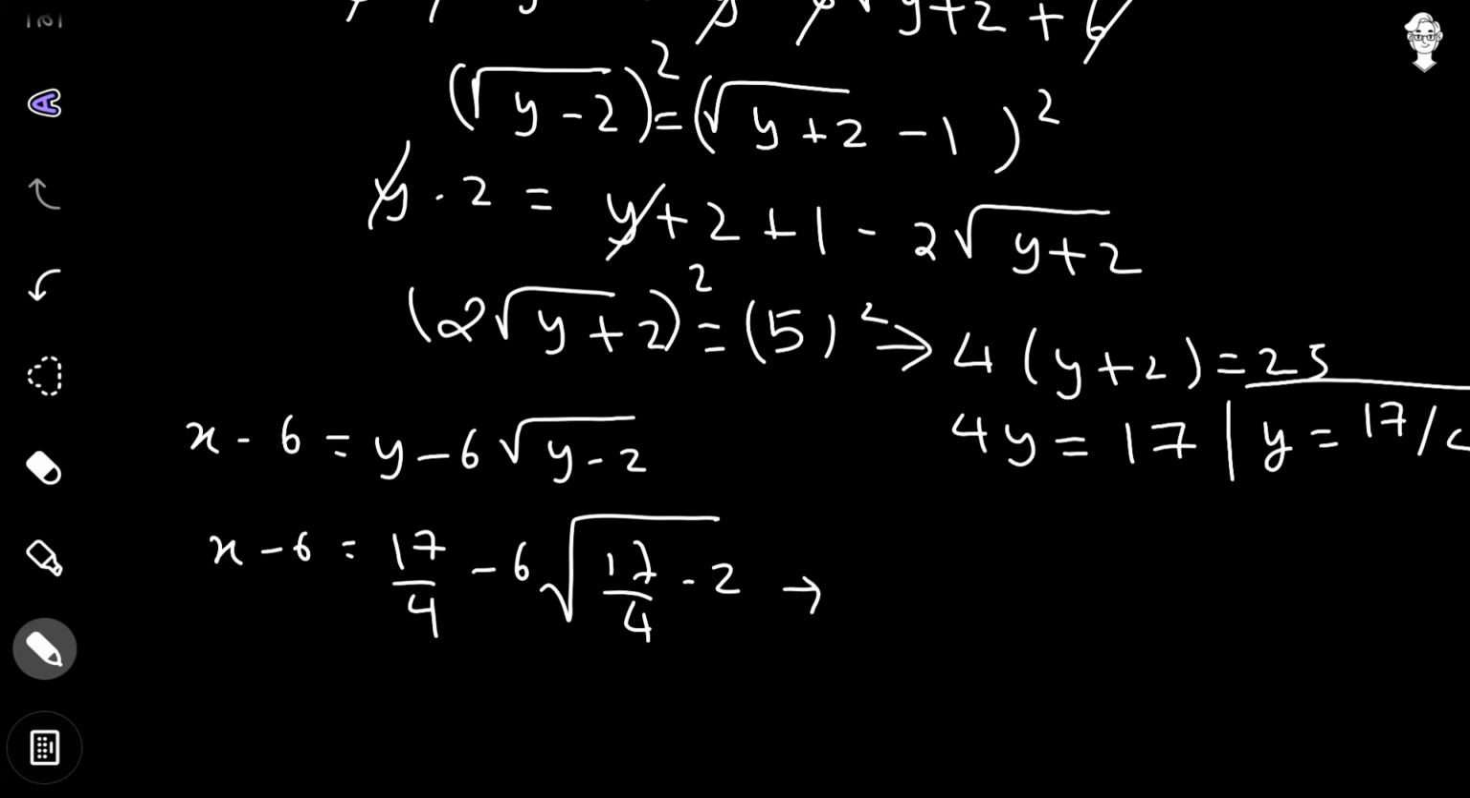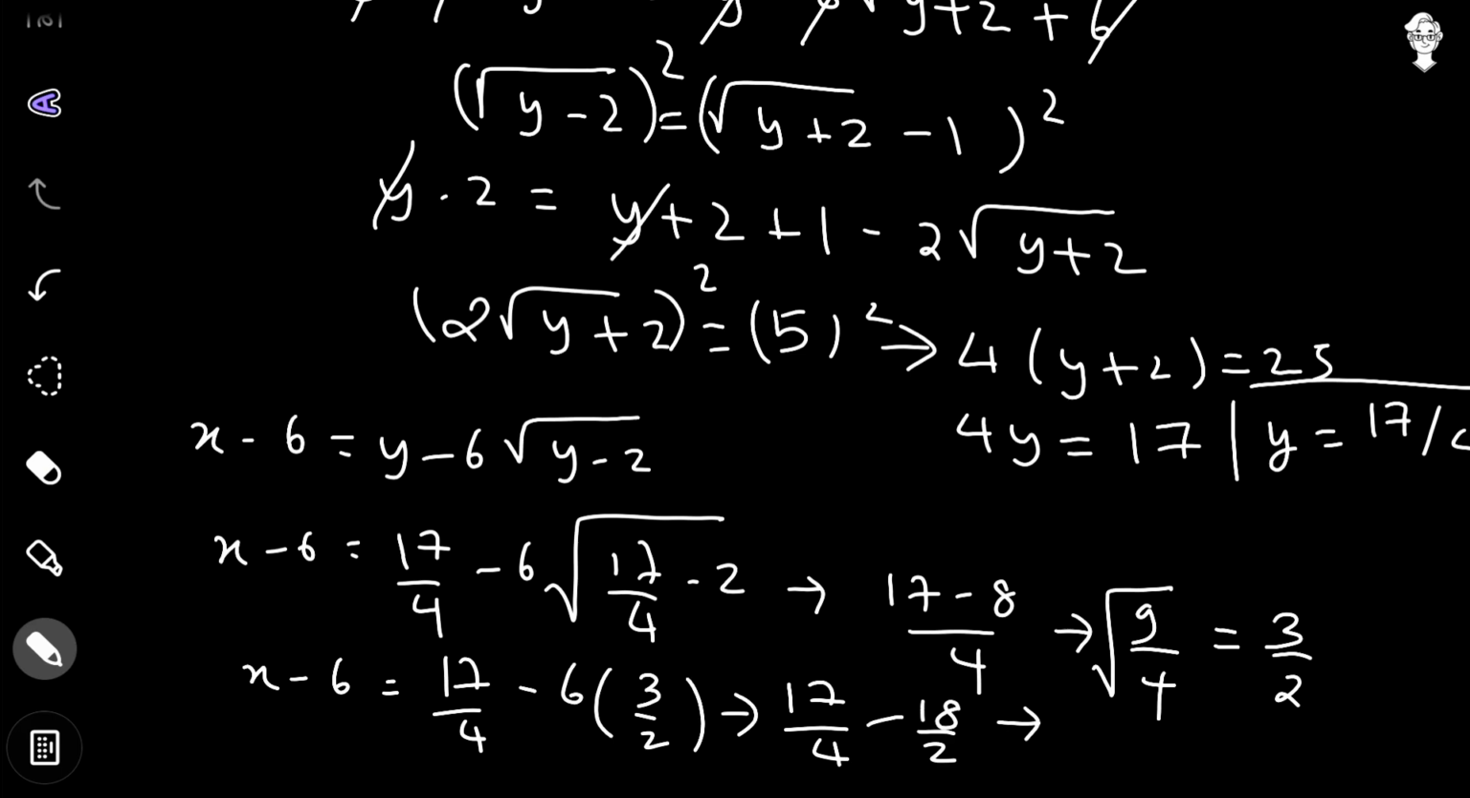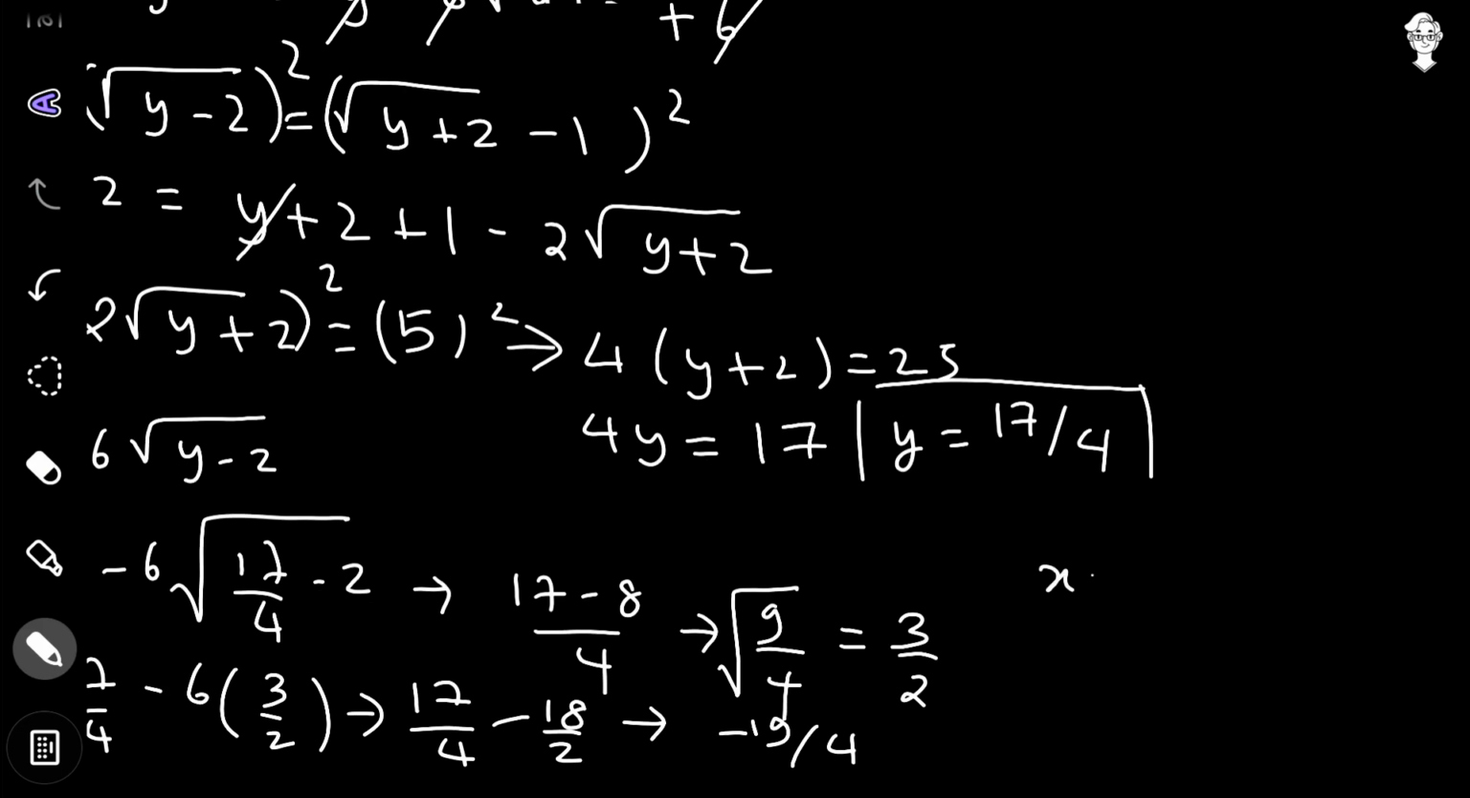So 17 upon 4 minus 2 will give me 17 minus 8 upon 4 after the LCM. And this will give me 9 upon 4, and as it is a square root, it will become 3 upon 2. So we have the value of x minus 6 as equal to 17 upon 4 minus 6 times 3 upon 2. So this thing is going to be equal to 17 upon 4 minus 18 upon 2. So now simplifying this, it will give me negative 19 upon 4. And as x minus 6 is equal to this thing, we now have that x minus 6 is going to be equal to negative 19 upon 4.